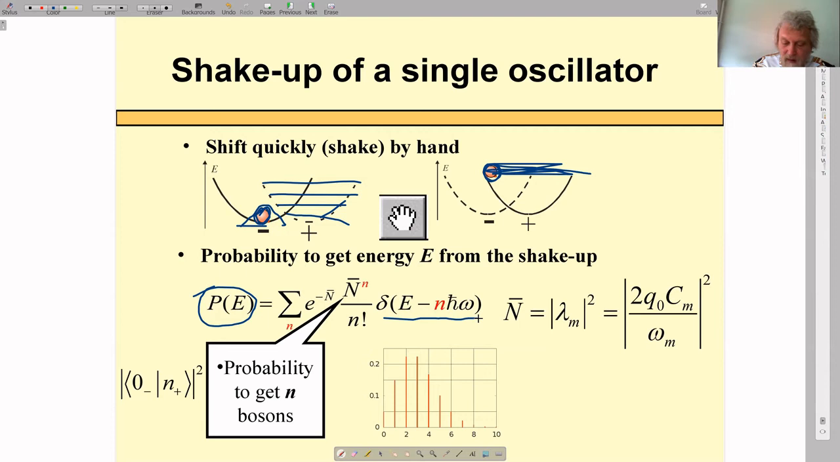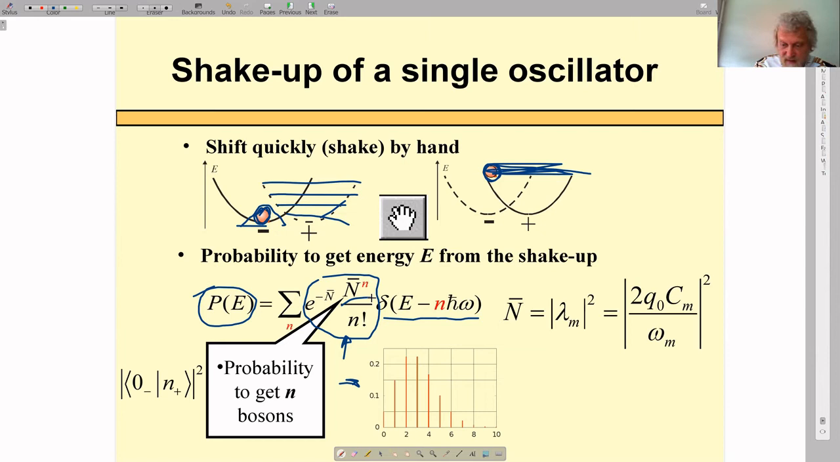The coefficients in front of these delta functions can be computed from coherent states. And they correspond to statistics we have already mentioned several times in this course. They will correspond to Poisson statistics. Poisson statistics characterizing independent events corresponds to this expression. So this is a probability for a certain value of the parameter, which is the average number of bosons. This function depends on this parameter.